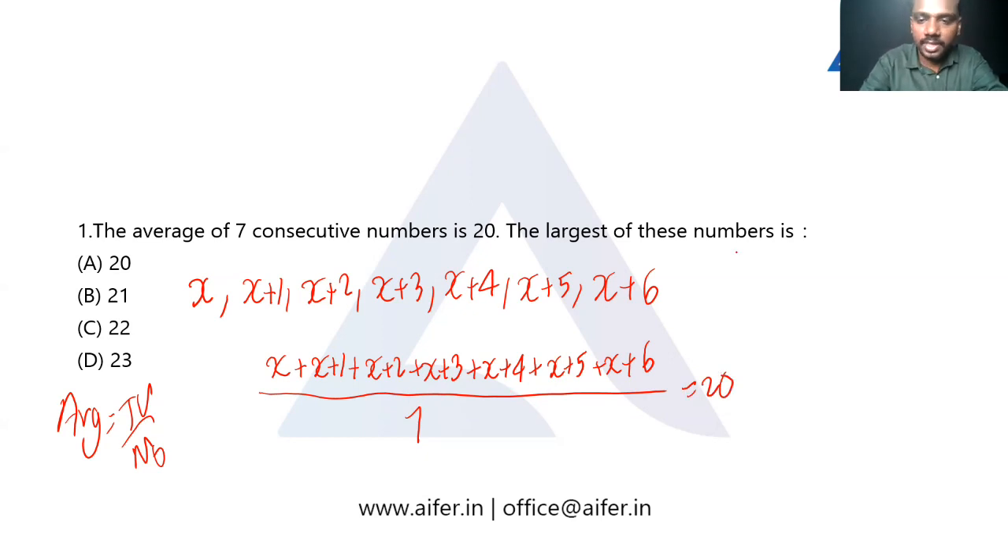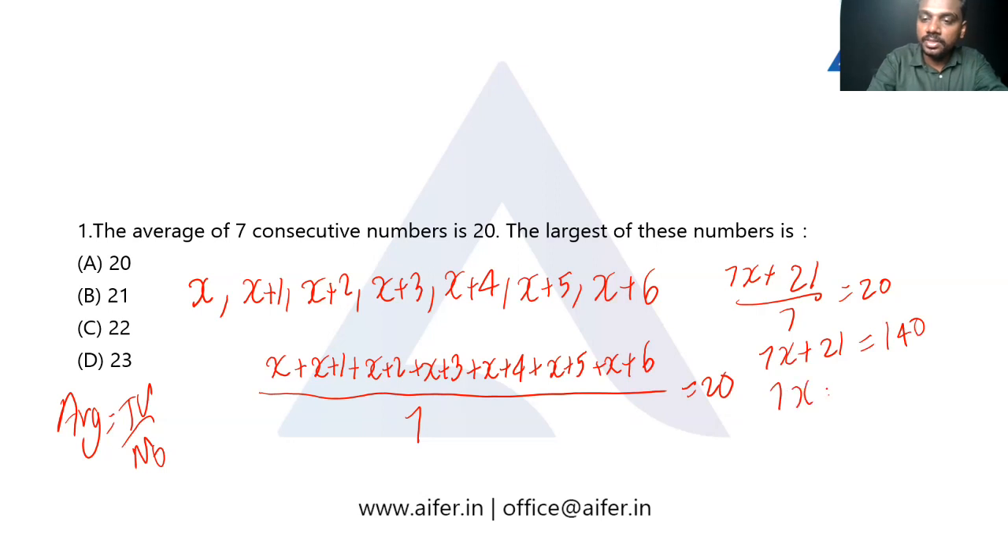So here we have 7x, plus 1 plus 2, 3, plus 3, 6, plus 4, 10, plus 5, 15, plus 6, 21. So 7x plus 21 by 7 is equal to 20. We have 7x plus 21 is equal to 140. 7x is equal to 119. X is equal to 119 by 7. We'll have 17.